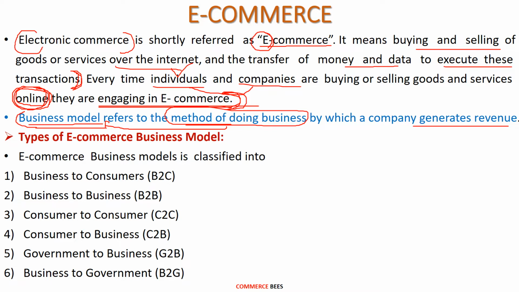Let's now discuss what are the different types of e-commerce business model. E-commerce business model is classified into 6 types. The first is business to consumer, which we shortly call B2C. The second is business to business, that is B2B. The third is consumer to consumer, that is C2C. The fourth is consumer to business, C2B. The fifth is government to business, that is G2B. The last is business to government, that is B2G. Let's now discuss all these 6 models in detail.